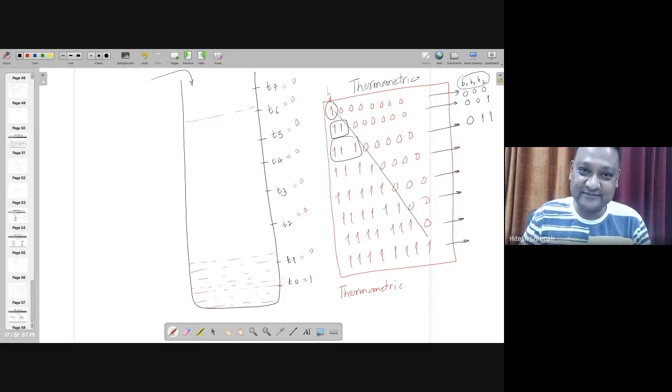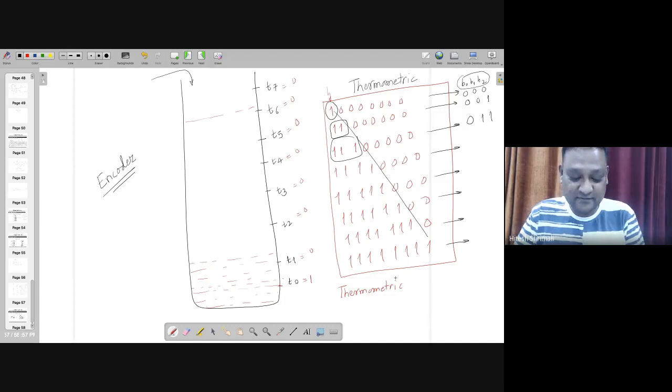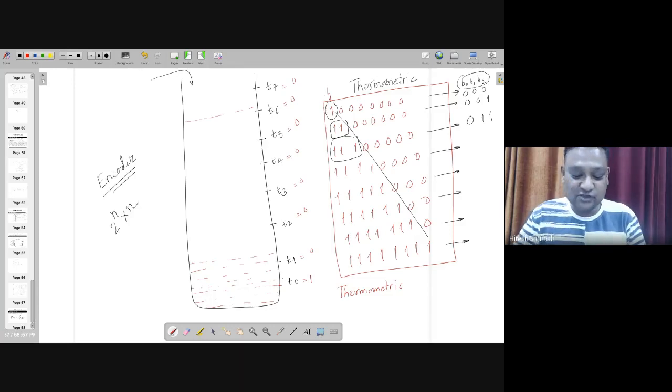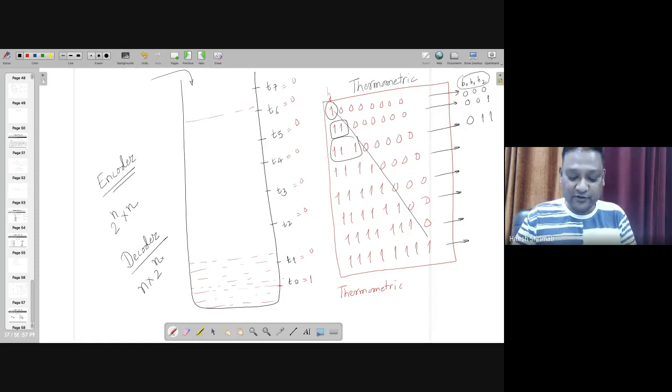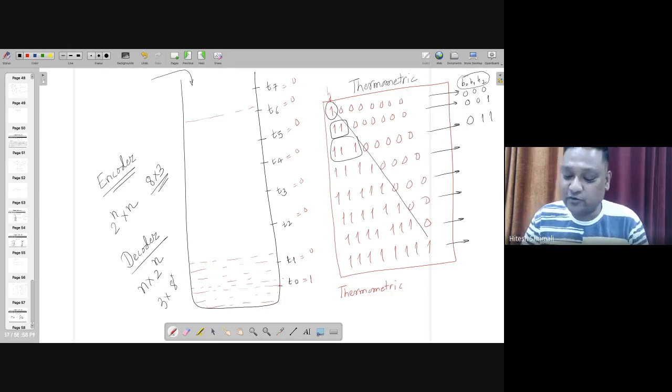It's called encoder, right? It's called encoder, whose input is thermometric code. If you remember, 2 raised to n encoder, and the reverse of that, which is binary to thermometric, it's known as decoder, which is n cross 2 raised to n, where n is the number of inputs or the number of bits. So if it is 3, this will be 8 cross 3, this will be 3 cross 8, and accordingly you can design it for more, right?